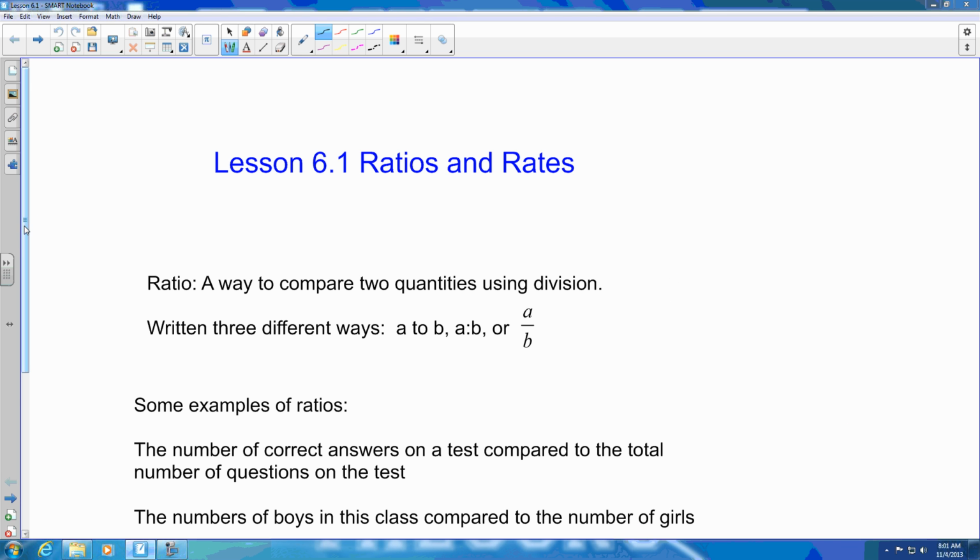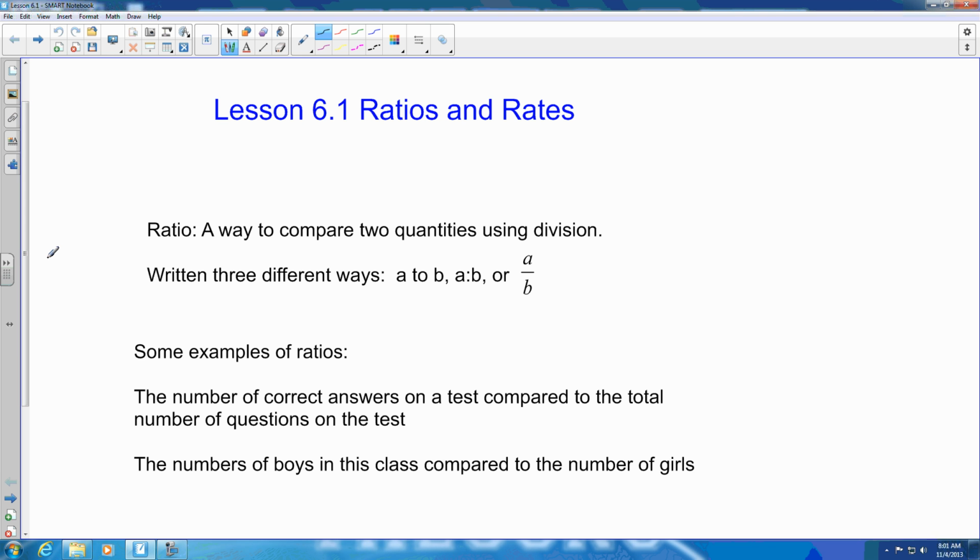If you look on the screen, a ratio is a way to compare two quantities using division. You can write them three different ways. You can write the ratio from A to B, or A colon B, like brackets, and that's another way of saying A to B as well, or A over B as a fraction.